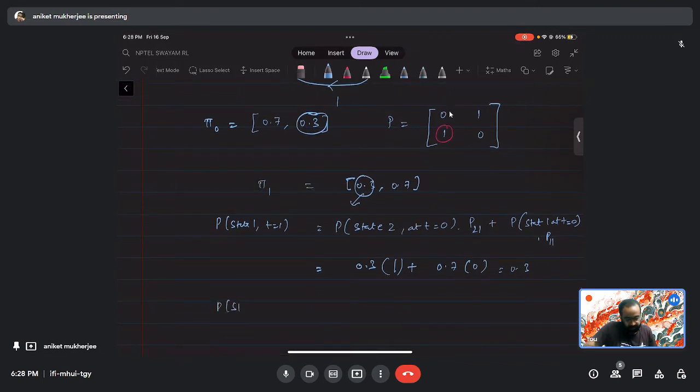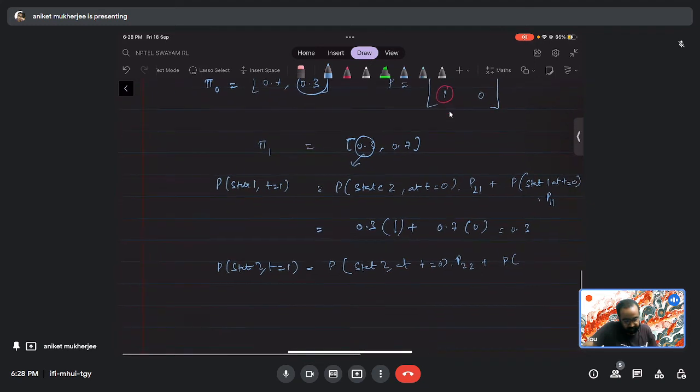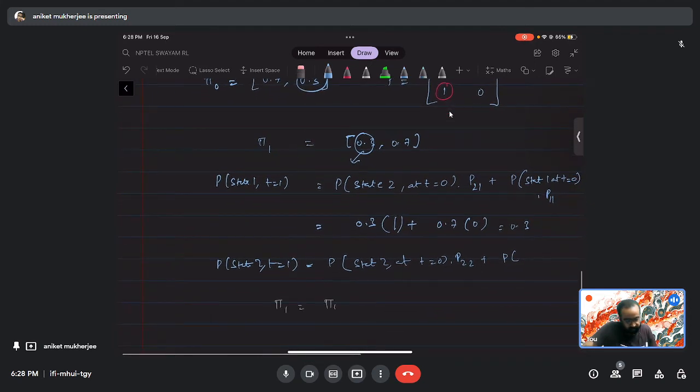Similarly, the probability of state 2 at time 1 is equal to the probability of state 2 at time 0 into p22 plus the probability of state 1 at time 0 into p12. So basically what you get is pi 1 is equal to pi 0 into P, pi 2 is equal to pi 1 into P.